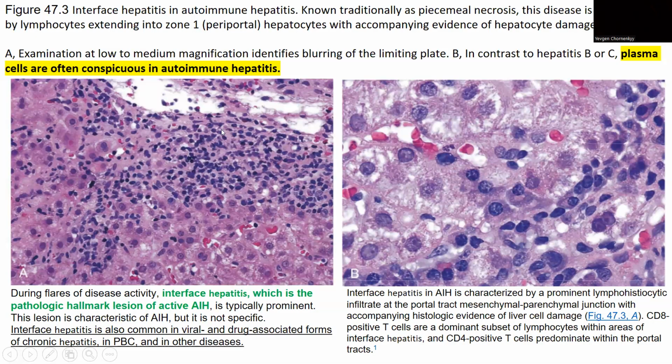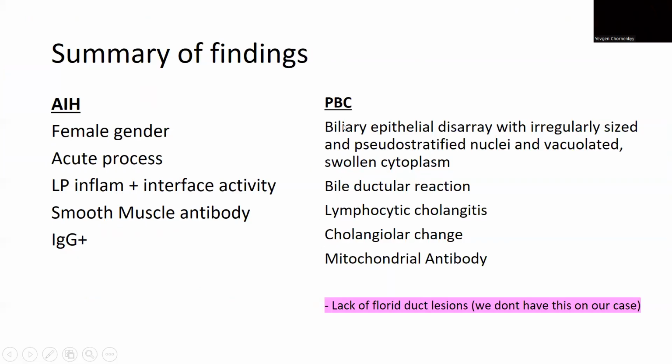So we're suspicious for autoimmune hepatitis. That's interface hepatitis, which is the hallmark lesion of active autoimmune hepatitis, is what you would expect to see, and it's generally zone 1 hepatocytes. So that's all. There's more text here, but I want to move on in the interest of time.